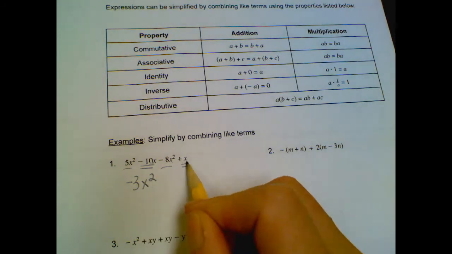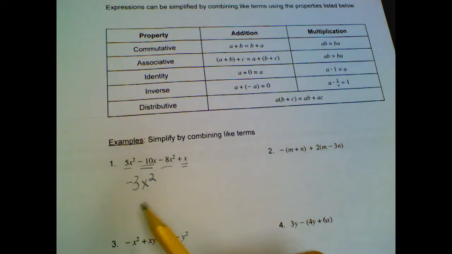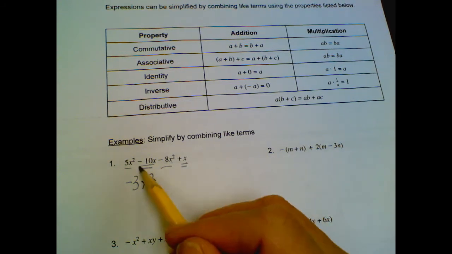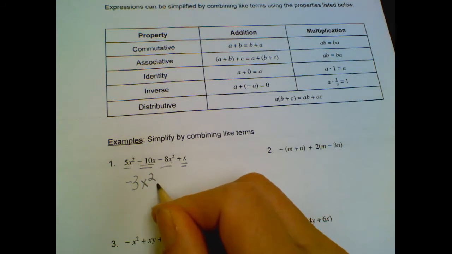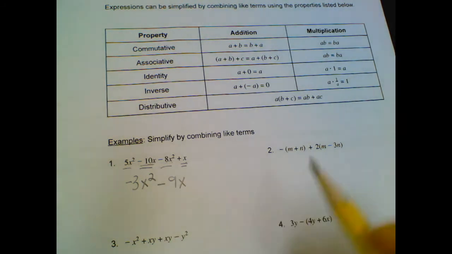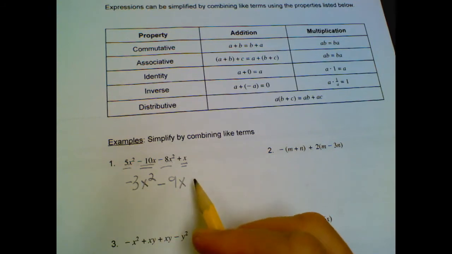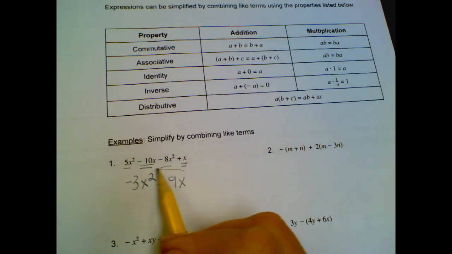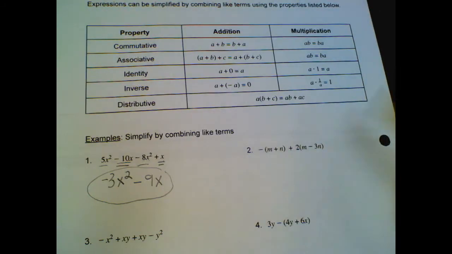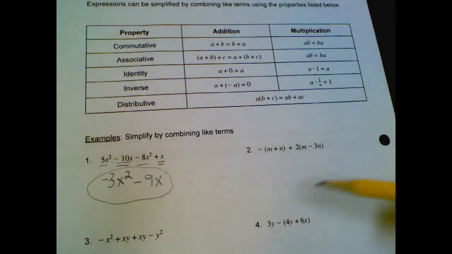Okay? And then I also have other terms that are like. I have an x, a linear term. So I have negative 10 here and positive 1. So negative 10 plus 1 is going to give me negative 9, and the x remains. So this is as much as you can simplify this example right here. Okay. Our example number 2, you have to do things before you combine like terms.